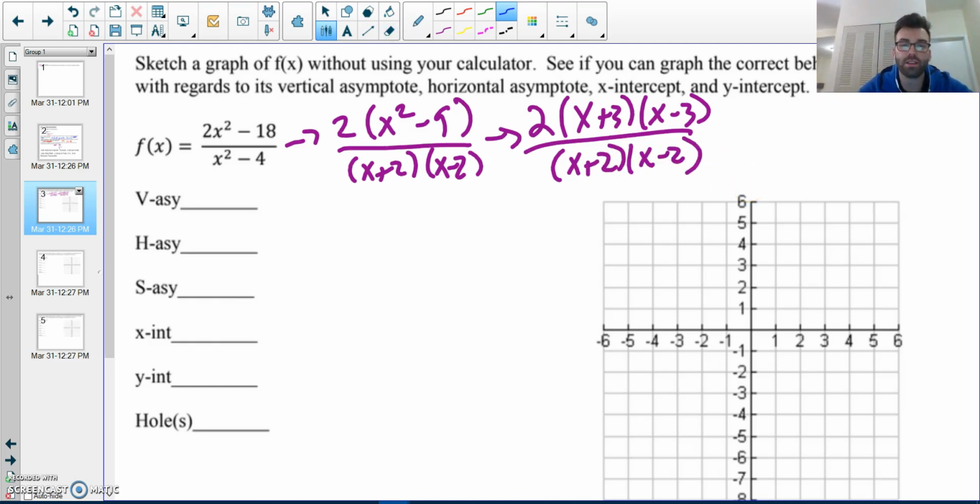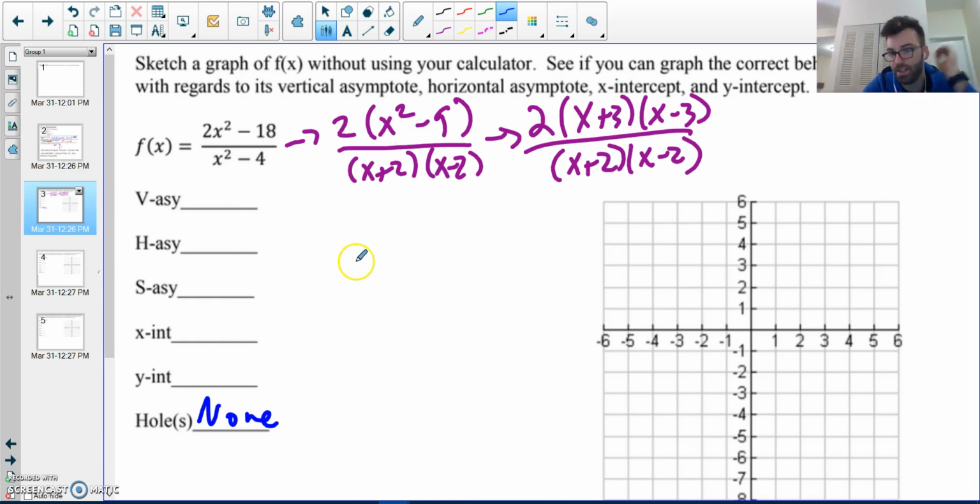First thing, I want to find my holes. Remember, holes are found when I simplify. I cannot cancel anything out here. There's nothing that crosses out, which tells me I won't have any holes. So when I go down to the holes, I can write NA, no solution. I'm just going to write none. There are no holes.